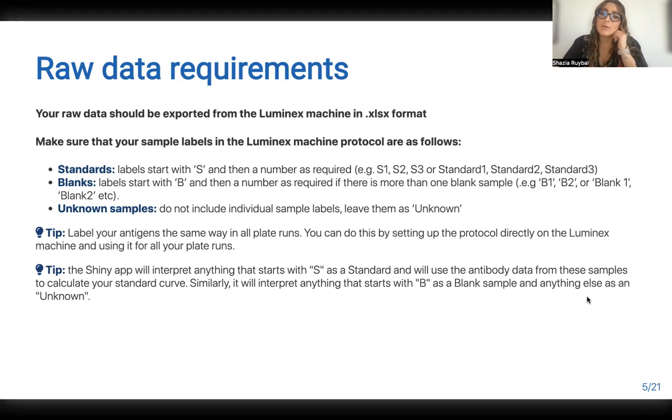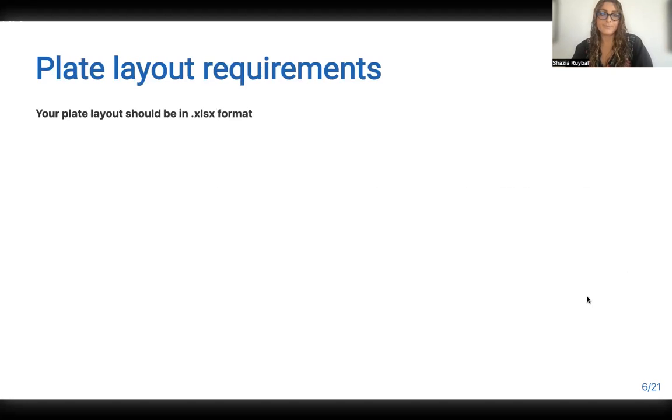And then similarly, it will interpret anything that starts with a B as a blank. In the app, it'll show you what your blank samples look like, but it will ignore them for all of the calculations because it's not actually an unknown sample. And then anything else will be considered an unknown and will be analyzed, as we'll describe later.